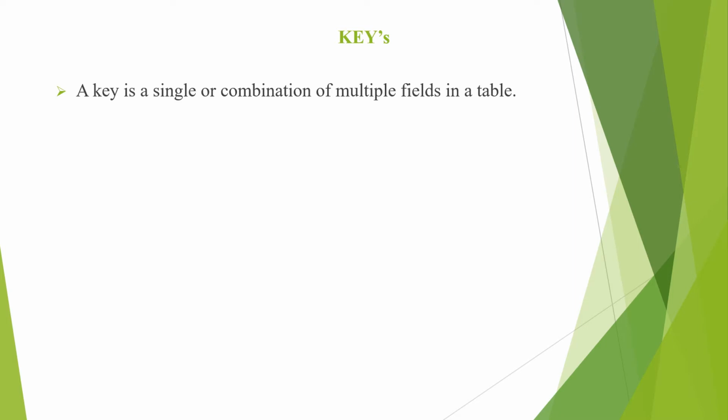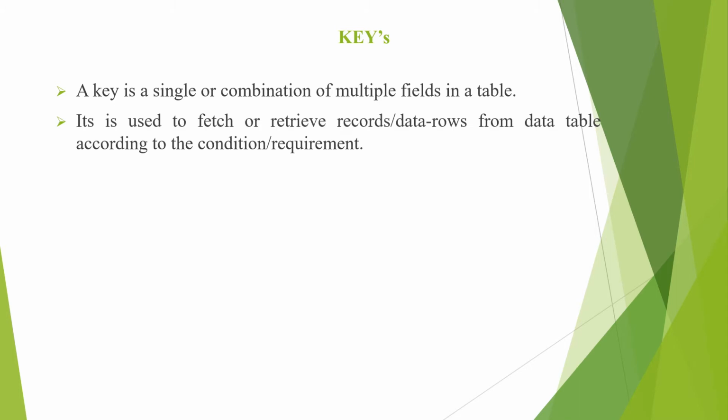Now, first we will learn about the definition of a key. What is a key? A key is nothing but a single or a combination of multiple fields in a table. That is, for example, it is also used to fetch or retrieve the records or data rows from the data table according to the condition or requirement.